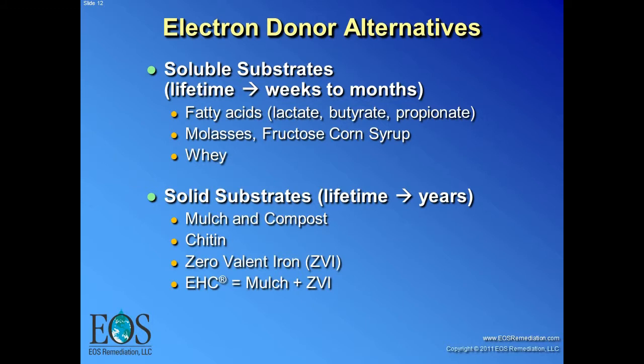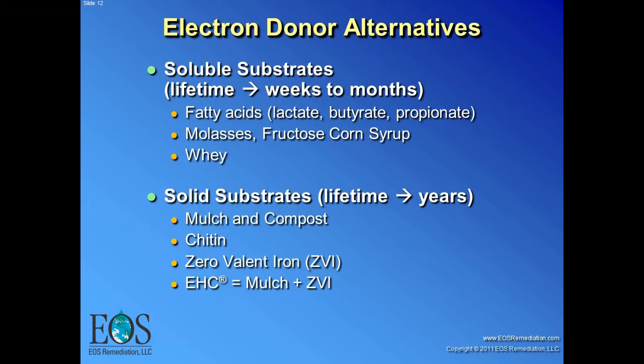Or something like EHC, which is essentially a mixture of mulch and ZVI. Advantages of these materials are they're relatively long-lasting. The disadvantage is that, well, they're solid materials, so it tends to be more complicated getting them into the subsurface. You can dig a trench, you can do certain injection things, but again, getting good distribution tends to be a lot harder.